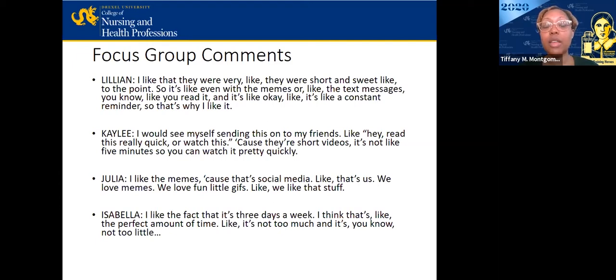These are just some comments that they made, helping me to understand what worked and what didn't. So people said they liked that the texts were short and sweet and to the point. They liked the memes. Kaylee said that she would send it to her friend. The text messages were so engaging that she would actually share them because they're short, not like 5 minutes, so you can watch it pretty quickly. Julia talked about how she liked the memes because in the social media age, that's what you do. And then Isabella talked about the frequency and how 3 days a week was a perfect amount of time. It wasn't too much and not too little.